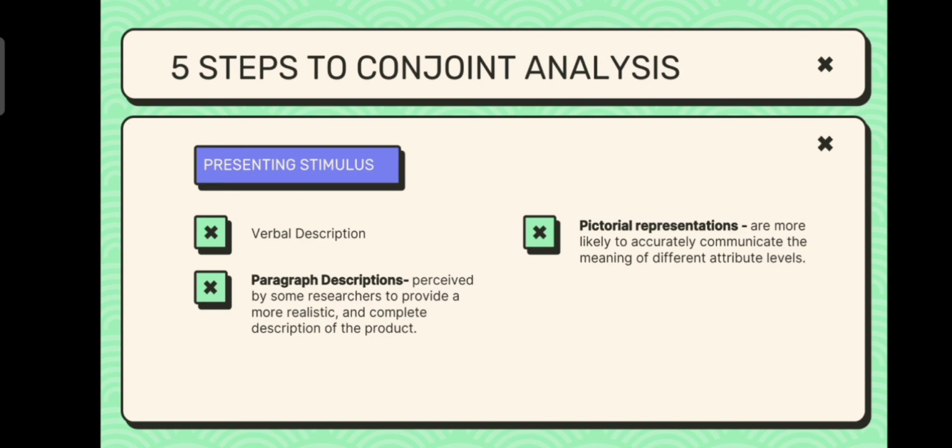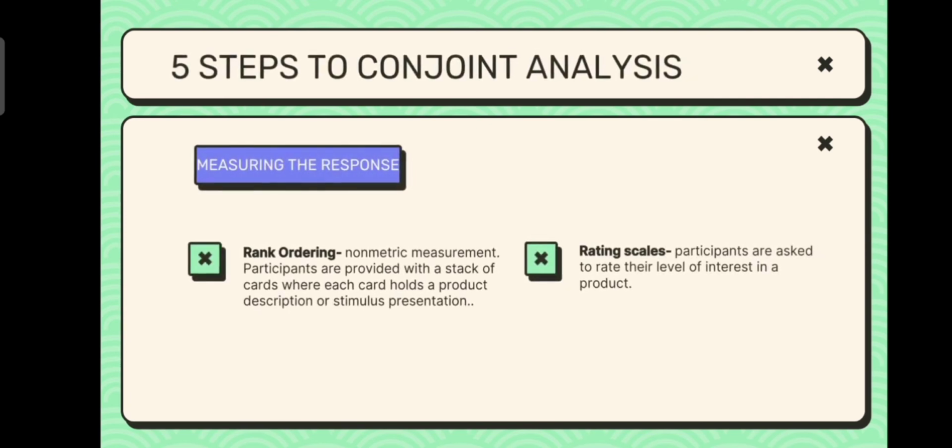The third step is measuring the response. So dito malalaman natin kung ano yung naging response or reaction ng customer natin about sa product na ino-offer natin. We also have here 2 different types of measuring the response, the rank ordering and the rating scales. Rank ordering or non-metric measurement.